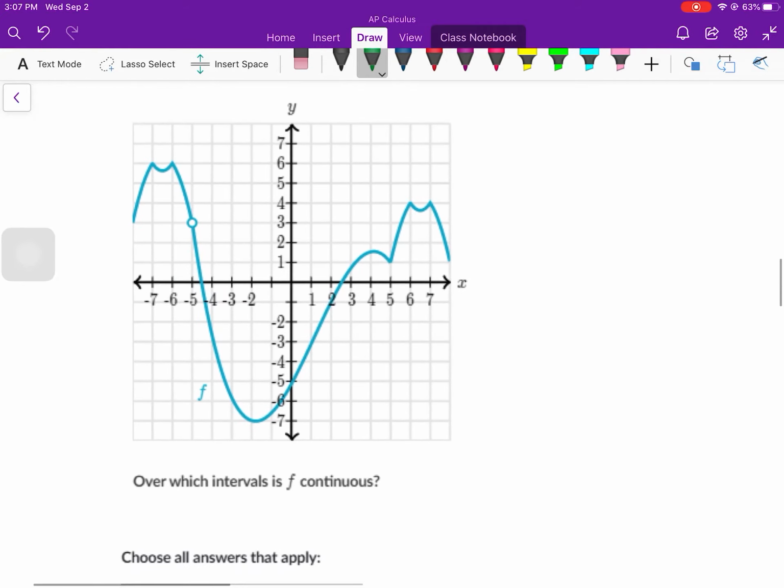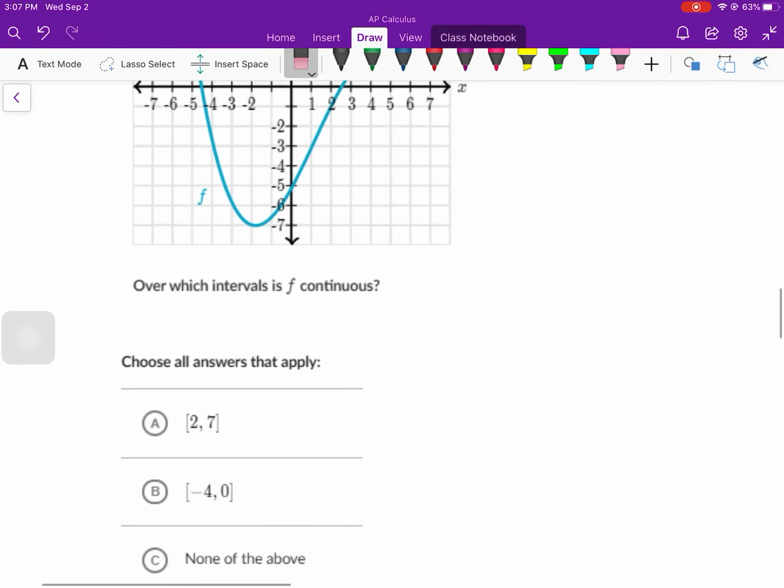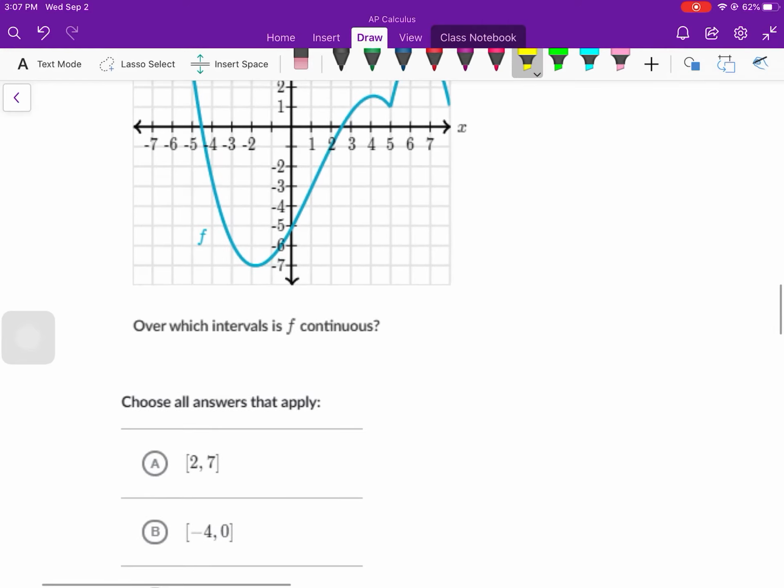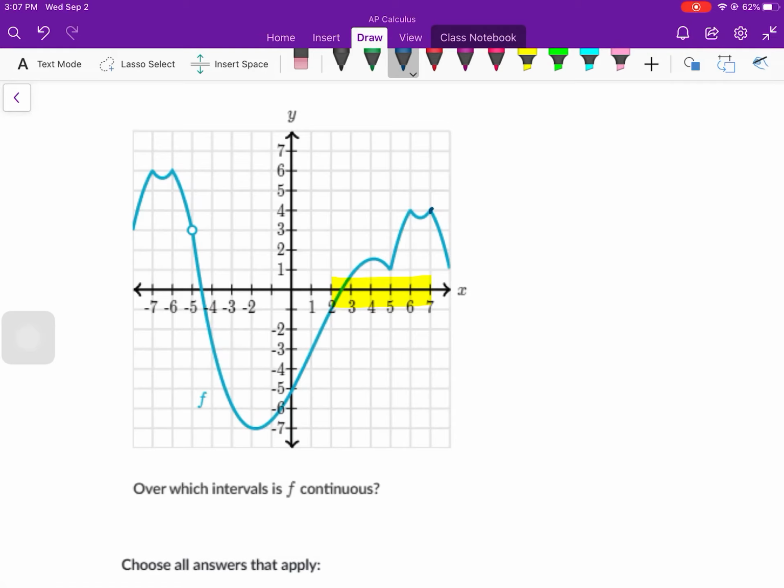Let's do one more example. I picked this one because it has what we call a cusp at the end. We're going to learn later it's not differentiable at that spot, but it's technically continuous because the point exists there and the limit is approaching that point. Let's look at this, from 2 to 7. Technically they have the endpoints there, and there are no issues with this. Even though it has that cusp, the point exists there, the limit is approaching it, and it is continuous.